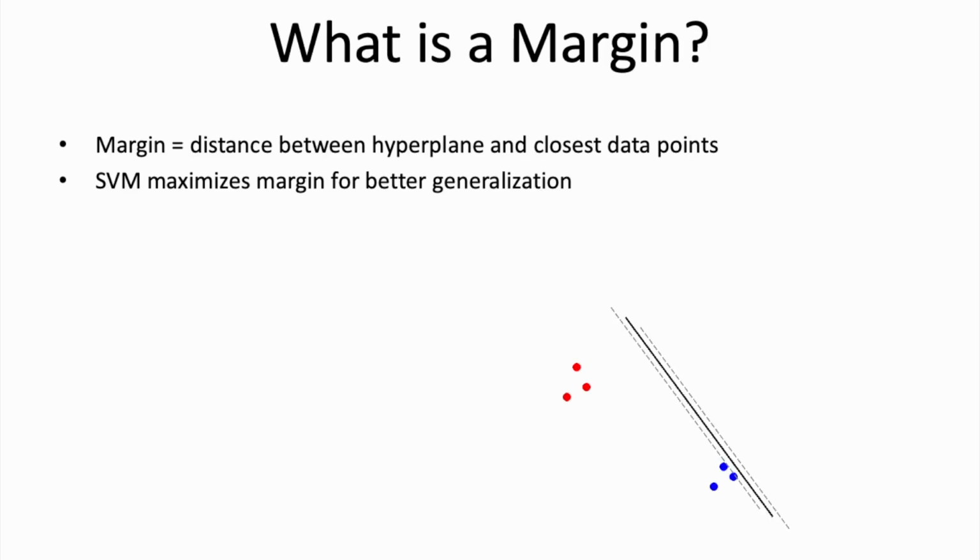Now, what is a margin? The margin is the distance between the decision boundary and the closest point from each class. These closest points are called support vectors. SVM tries to maximize the margin because a wider margin usually means better generalization to new, unseen data.